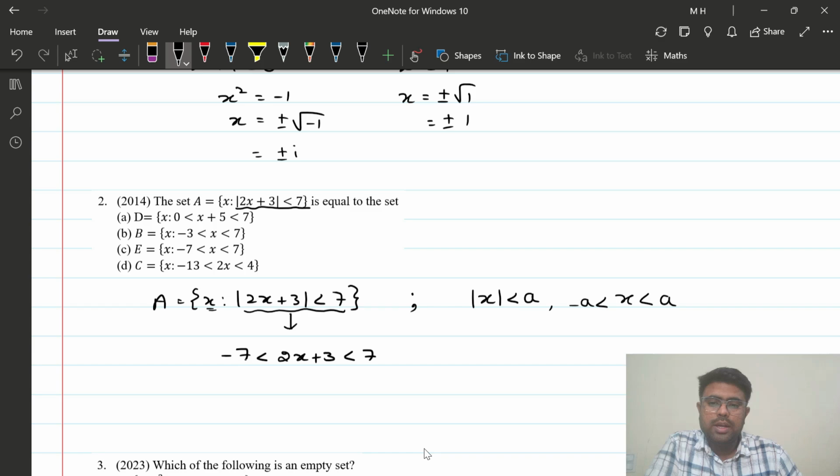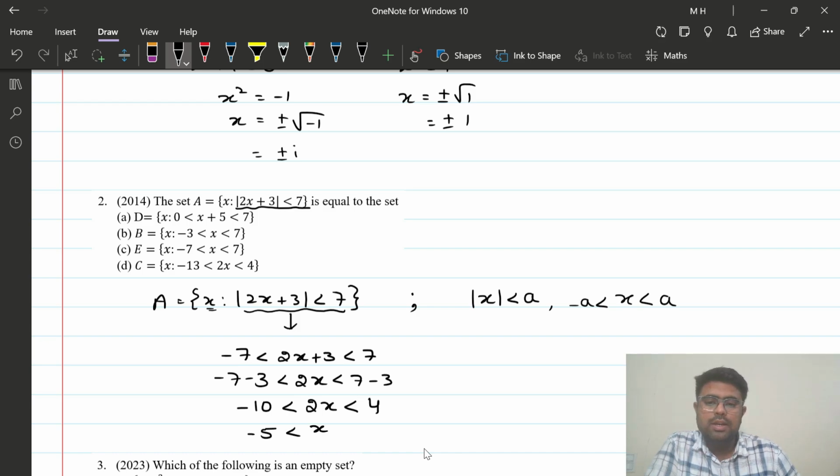Okay, so therefore here for this inequality I can write down 2x plus 3 is less than 7 and is greater than -7. Okay, so by the properties of linear inequalities, I will subtract 3 on all the sides. So I'll get -7 minus 3 less than 2x less than 7 minus 3, which is going to give me -10 less than 2x, and then less than 7 minus 3 is going to be 4. So if I divide this on all sides by 2, I'll get -5 less than x less than 2. So this is what I'm going to get. But as you can see, none of these are matching here. None of these are matching, right? So see, but I can still rule out a few.